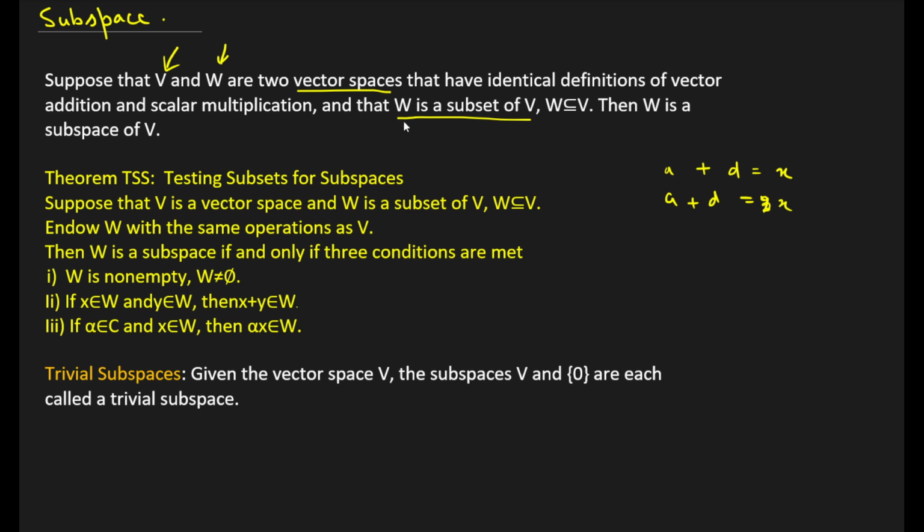Now it is given that W is a subset of V. So V is bigger, a vector space. W is also a vector space, but smaller. Now here W is a subset of V. Then we say that W is a subspace of V. So subspace is nothing but a vector space, but it is smaller or it is inside another vector space V.